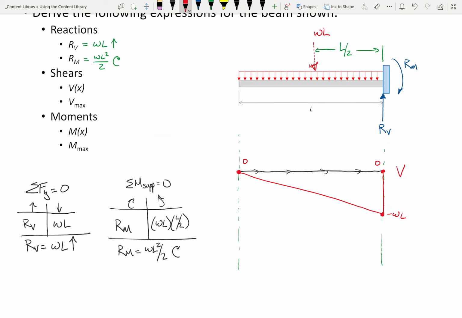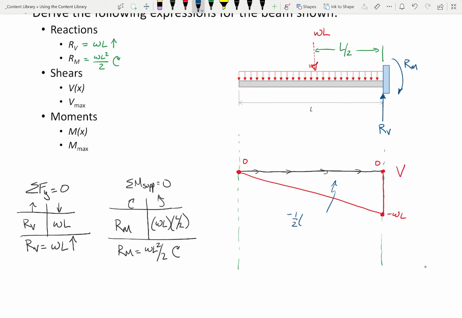Okay, so how do I construct the moment diagram? If I have a shear diagram and I want a moment diagram, what do I do with it? The area under the curve. I integrate it. There we go. What is the area of this triangle? Let's reason this through in our heads, okay? So it's going to be negative 1/2.